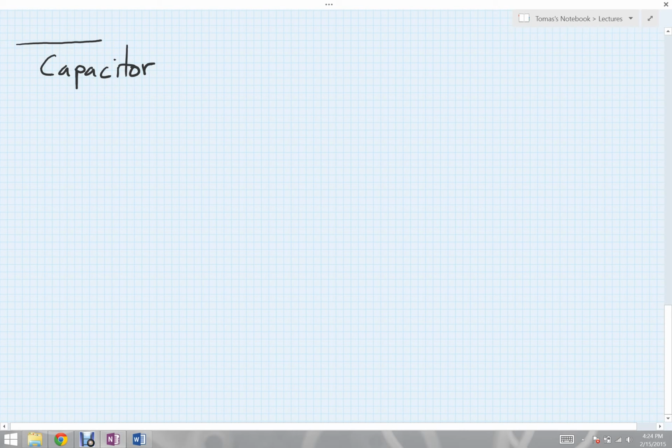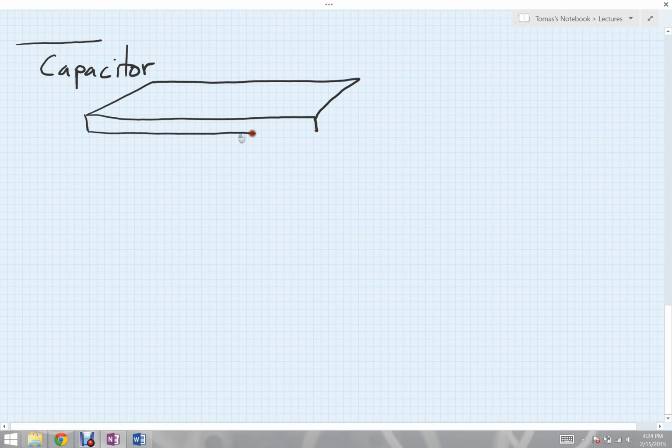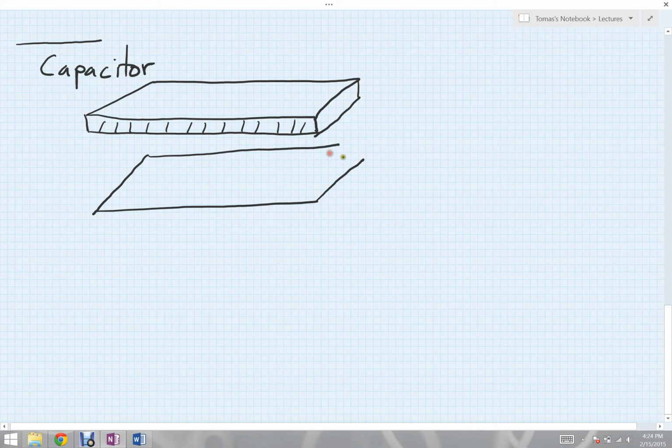This device has the following structure. I take two solid metal plates, one like so. They have a certain thickness to them. These are solid plates, so I'll hash that in. And as the name parallel plate capacitor suggests, I take two of these plates, one below the other, in a parallel arrangement. So I'll have my other plate down here, down below, like so.